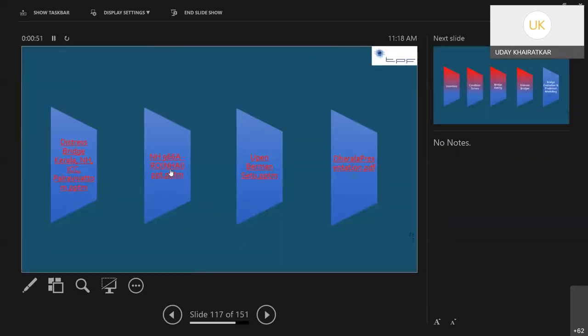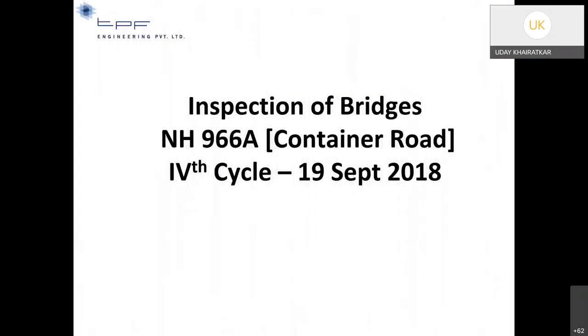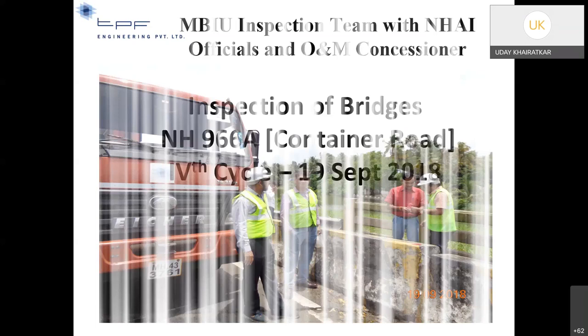Going to the next distress bridge, NH-966A, more popularly known as the container bypass for the city of Kuching. Here also, the container road was inspected by us, and during the four cycles, the following observations were made by our team.